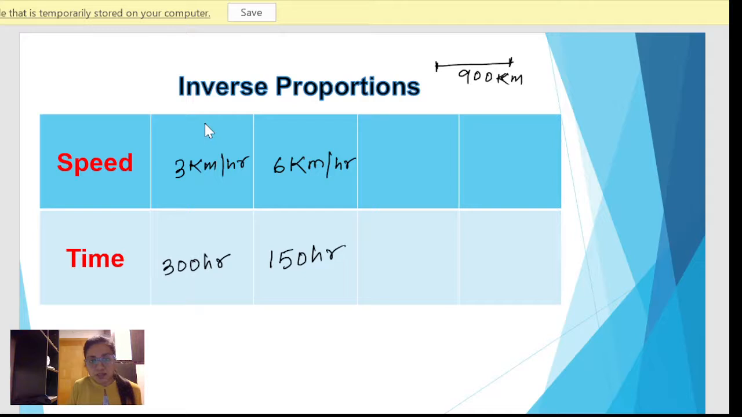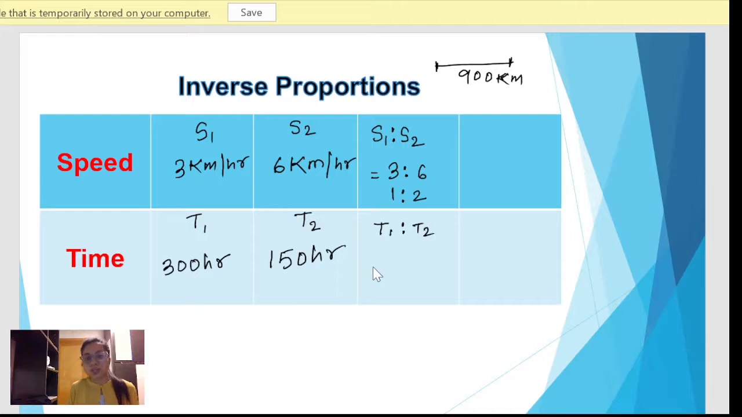Suppose I want to represent this speed as S1 and this one as S2, and in the same way time as T1 and T2. Let me find the ratio between S1 and S2. We'll get 3:6 or 1:2. And when you find T1 is to T2, what are you getting? 300 is to 150, and when you cancel it, you will get 2:1. So here we are getting 1:2, here 2:1.